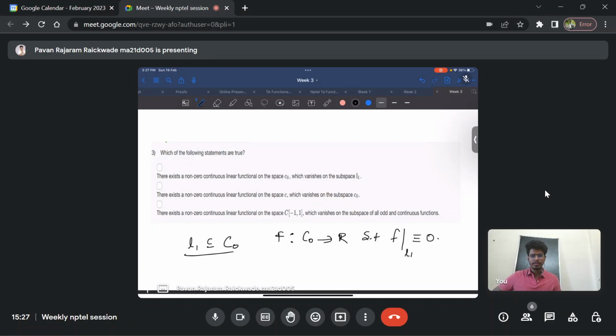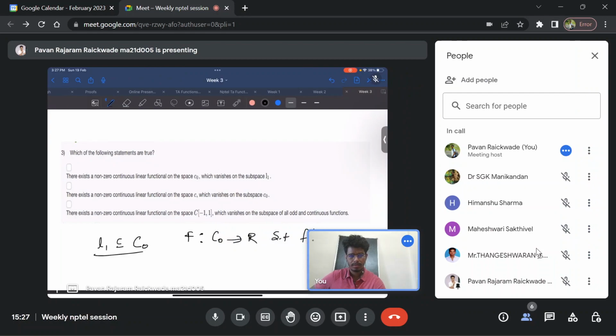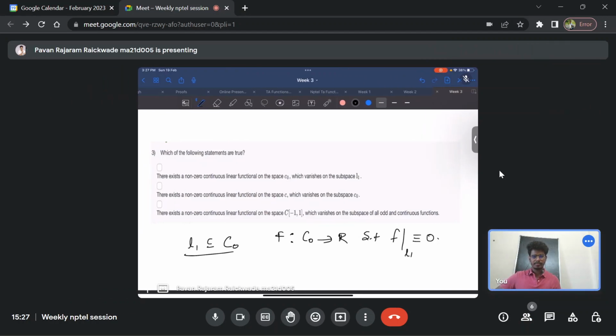So question number 3, option 1. What the statement is saying is you need to give a linear functional f from C0 to R such that f restricted to L1 is identically 0.